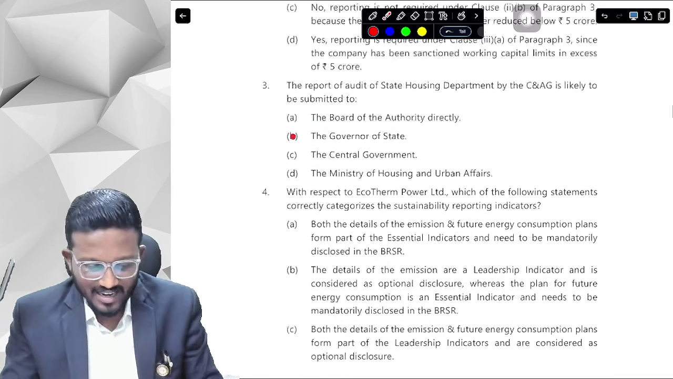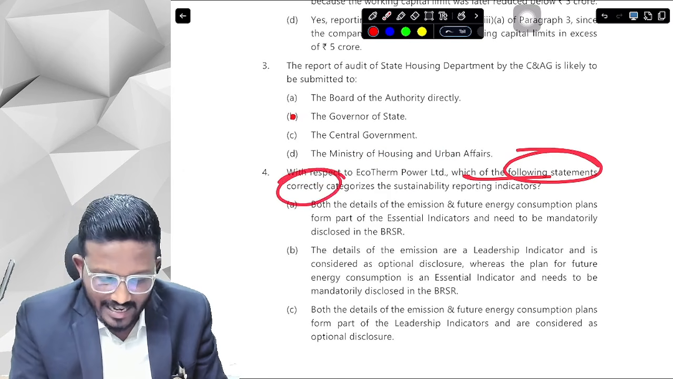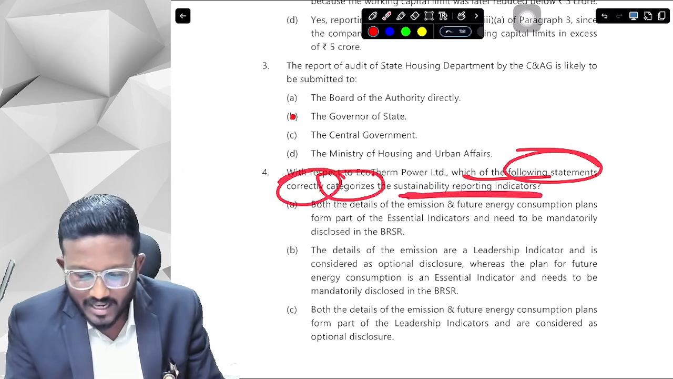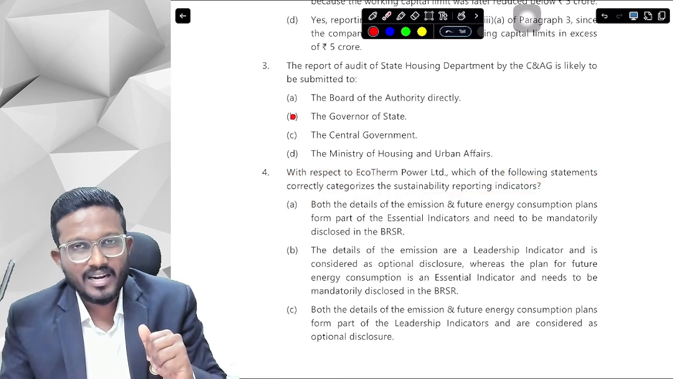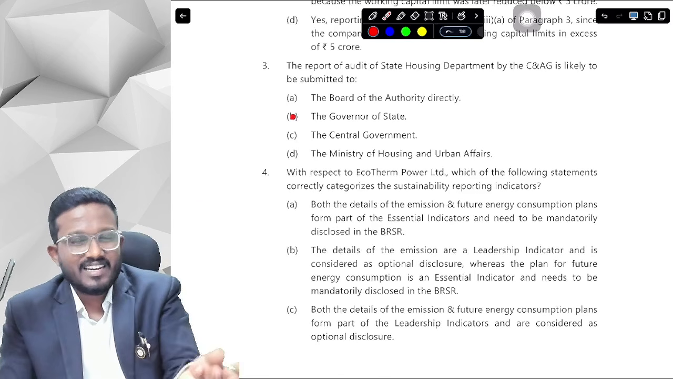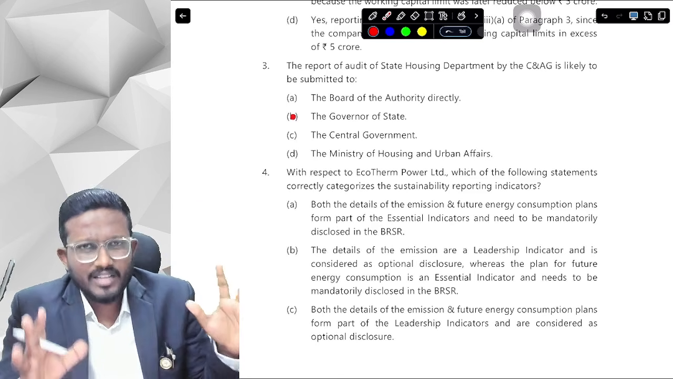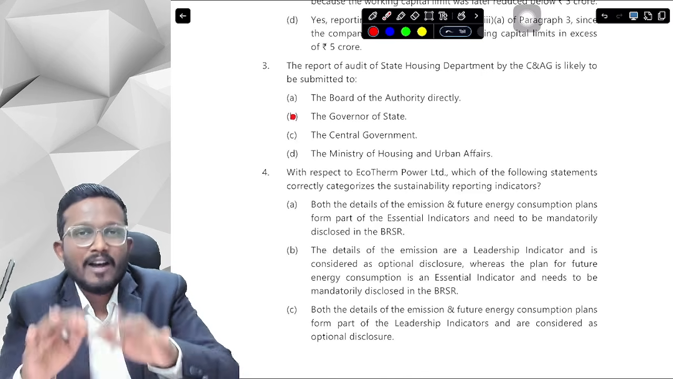Okay, yes sir. Next is with respect to this particular company, which of the following statements correctly categorizes the sustainability reporting indicators? There are two types of reporting indicators that we have discussed: essential indicator and leadership indicator. Essential indicator is basically where we have to perform the least effort, and those are mandatory indicators, and leadership indicators are optional indicators where we have to perform more procedures.